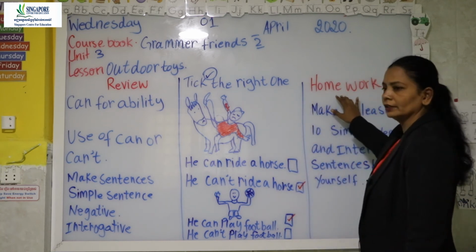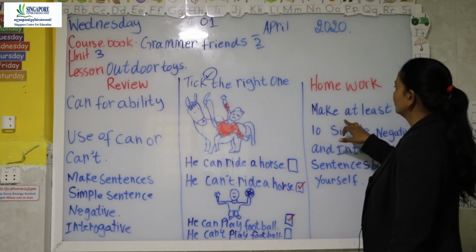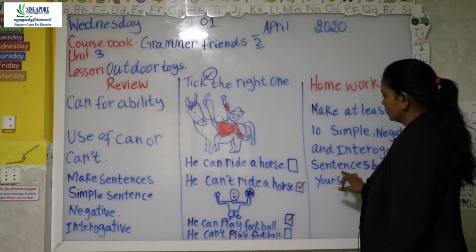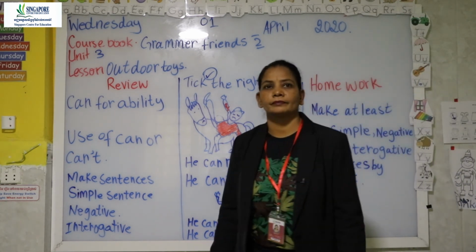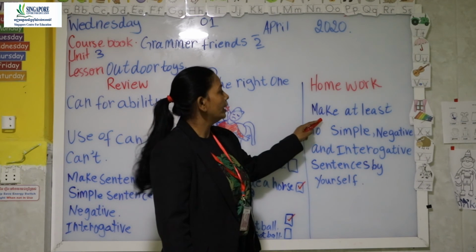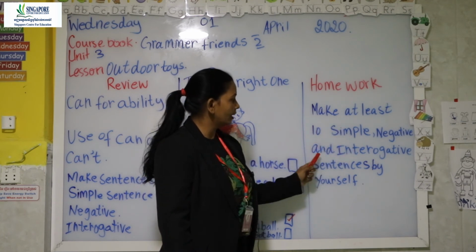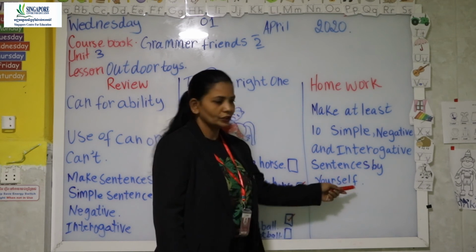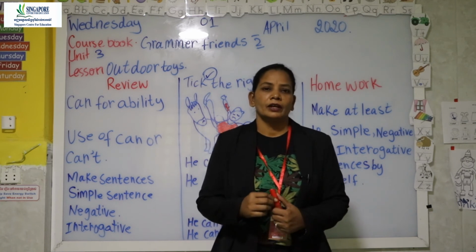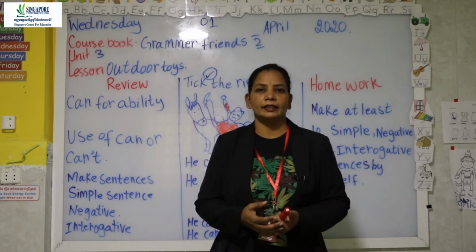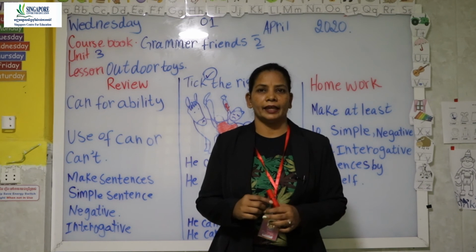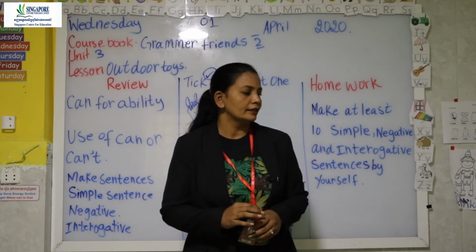This one is your homework. Make at least 10 simple, negative and interrogative sentences by yourself. You have to take one page and write by yourself. You can select anything which you like to do, and you can use can and can't by yourself. Okay, at least 10 sentences.